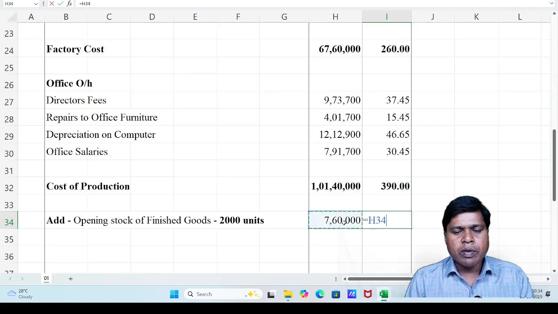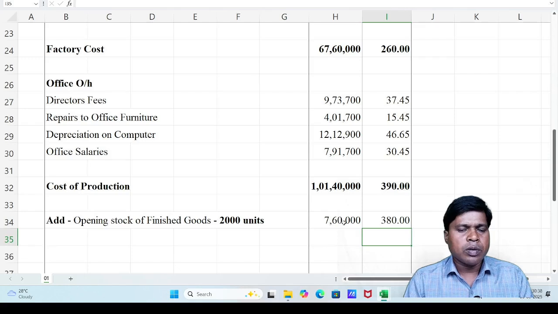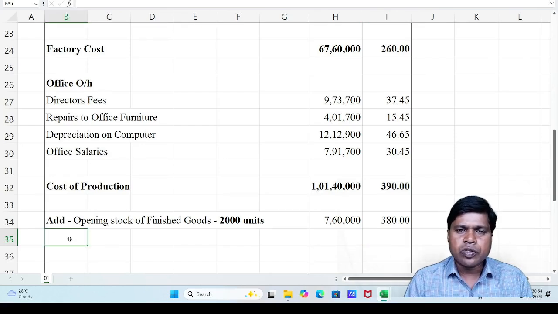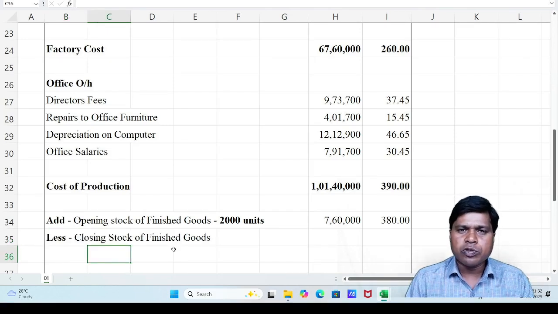Calculation: 7,60,000 divided by 2,000. Because it is opening stock, it means the goods were produced in the last year. So this is 380, the cost of production rate of opening stock of finished goods of last year. After this, we have to write less closing stock of finished goods, and the amount of closing stock of finished goods is not given in the question.